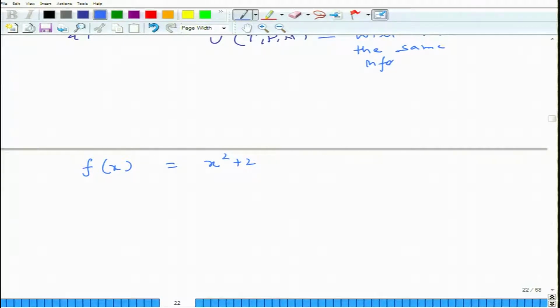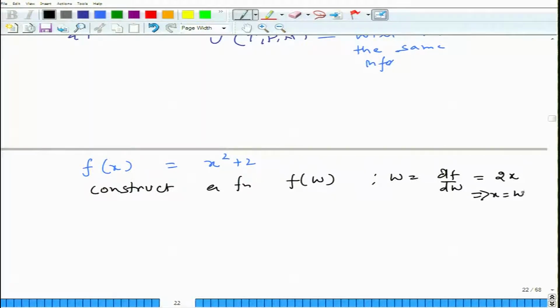Now we are going to construct a function f of w, such that w is the derivative of f. Which means w is df by dx, which is nothing but 2x, or this means x is w by 2. So f of w is going to be w squared by 4 plus 2, all right.